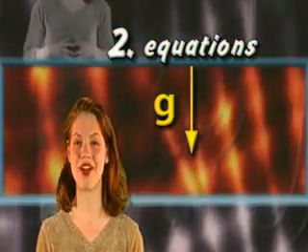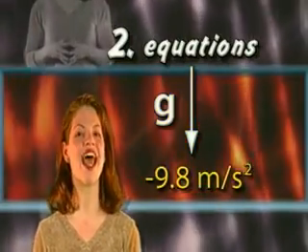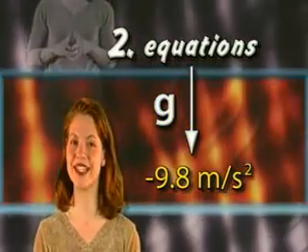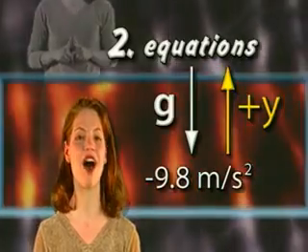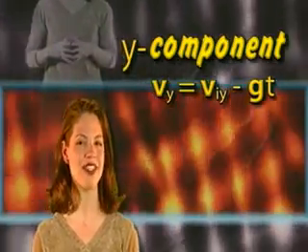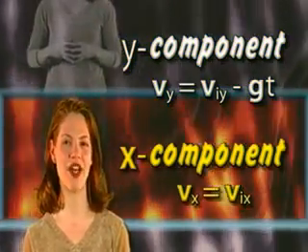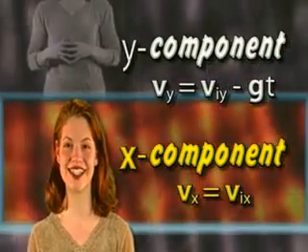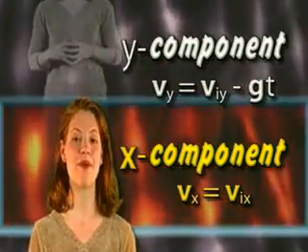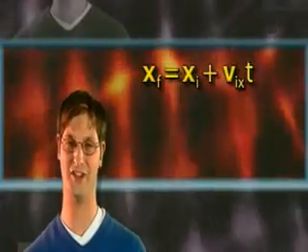Gravity is the force pulling down on an object in the y direction. The acceleration due to gravity equals negative 9.8 meters per second squared when up is considered to be the positive y direction. The y component of a projected object's velocity, v sub y, equals v sub iy minus gt. The x component of a projected object's velocity is constant, so v sub x equals v sub ix all the time. For the distance that a projected object has gone in the x direction, x sub f equals x sub i plus v sub ix times t.